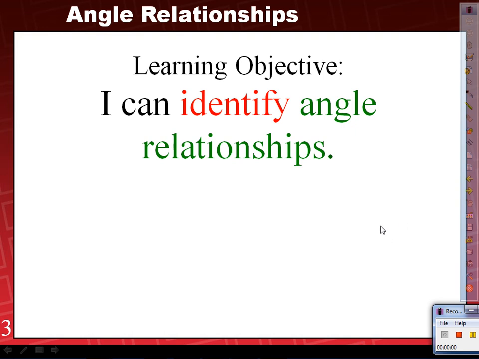Our objective for today: I can identify angle relationships. Read together, 1, 2, 3. I can identify angle relationships.